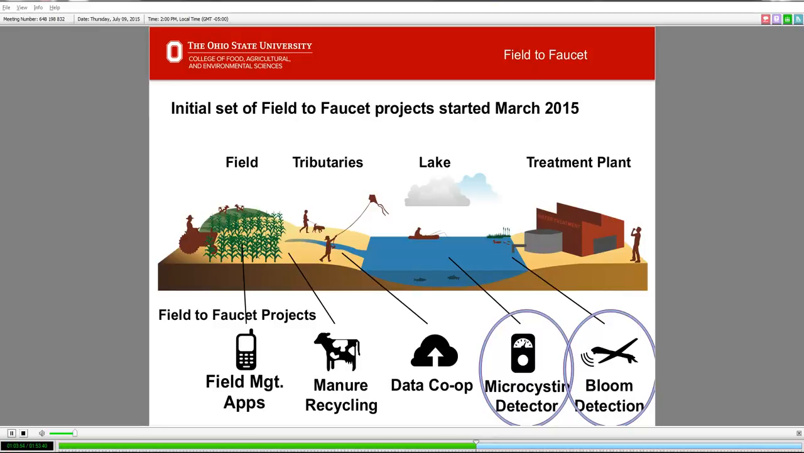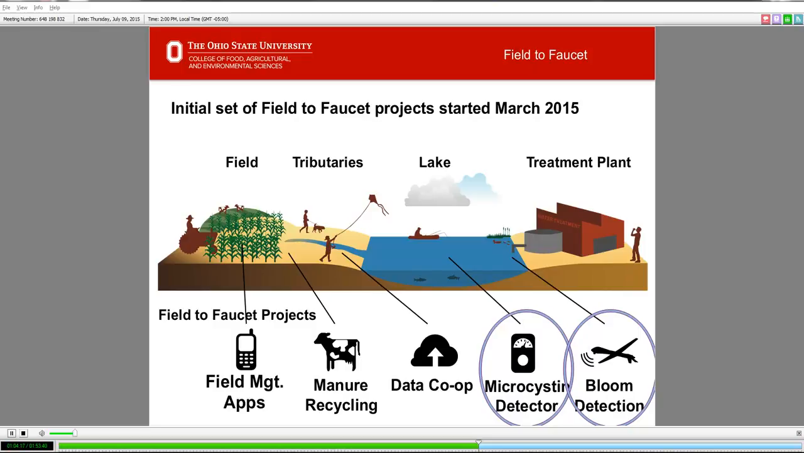And the last project that we're behind right now is manure recycling, and the idea here is to strip out some of the nutrients from manures, to strip out the nitrogen and phosphorus before the manure is applied to the field. By doing that, it will lower the amount of risk of these nutrients running off the field and entering our waterways. These are the five initial projects that we're pursuing with Field to Faucet.